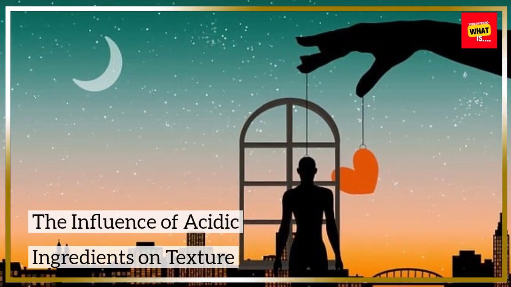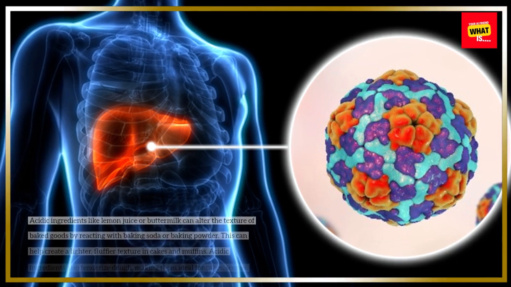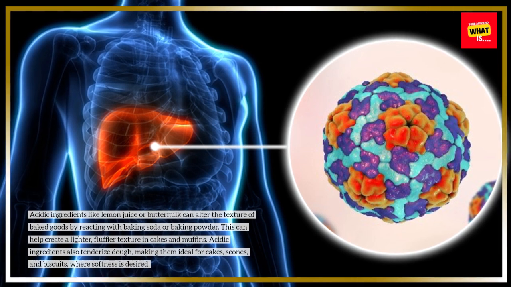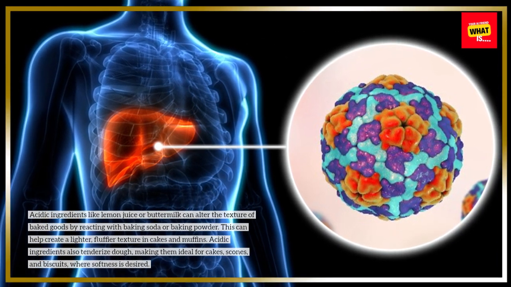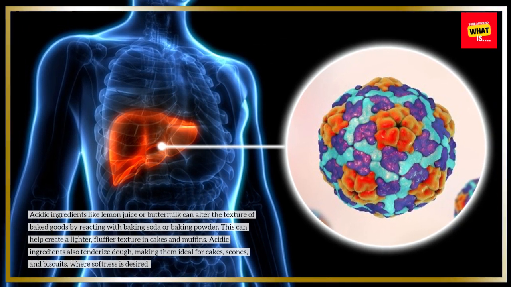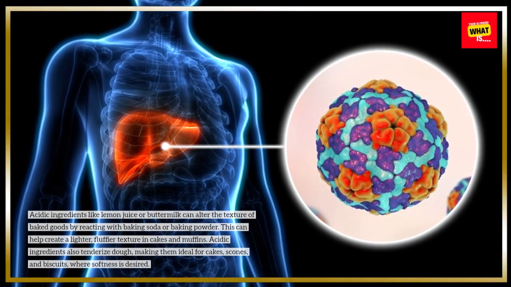The influence of acidic ingredients on texture. Acidic ingredients like lemon juice or buttermilk can alter the texture of baked goods by reacting with baking soda or baking powder. This can help create a lighter, fluffier texture in cakes and muffins. Acidic ingredients also tenderize dough, making them ideal for cakes, scones, and biscuits, where softness is desired.